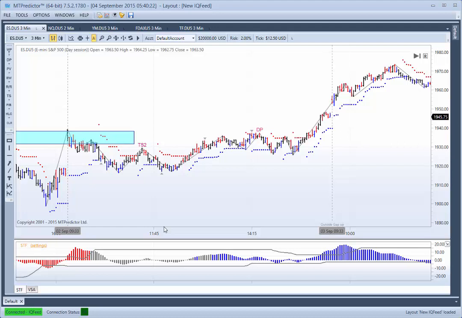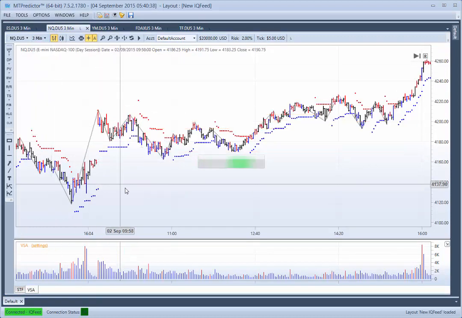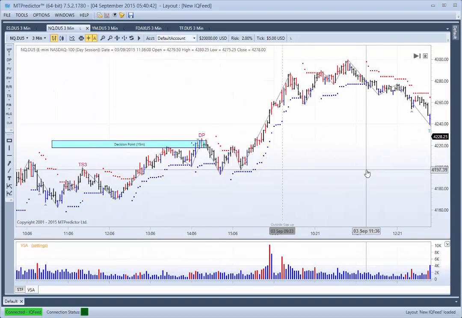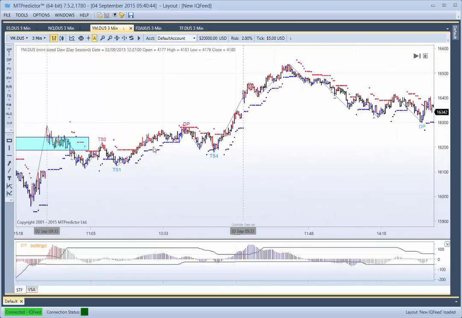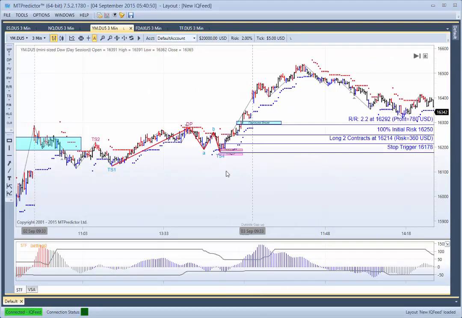So hopefully this has been a good example here to show MTPredictor on a bad day, which was yesterday the 3rd of September, but it coming on the back of a better day the previous day. And this is why I haven't even looked at some of the other trades on some of the other markets here on the NQ, for example, and also the YM. The YM actually the previous day was quite good because you had a nice TS4 buy setup a bit later in the day, which was really nice indeed.